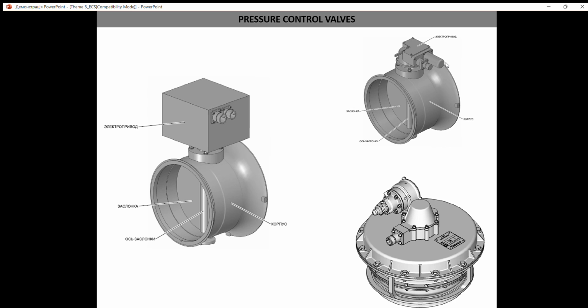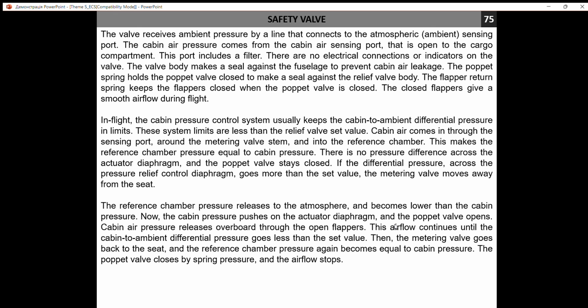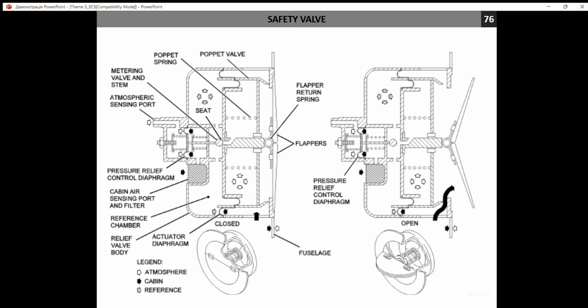It's a negative relief valve. Not negative. This is the same without, but with different types. And this is a pressure relief valve. So what about the safety valve? How does it work?